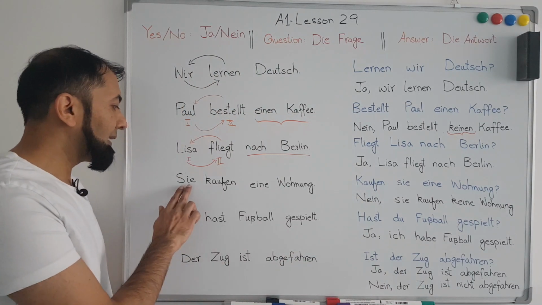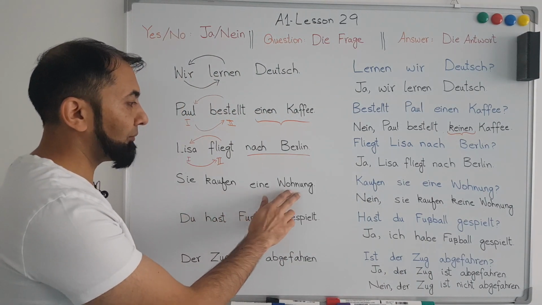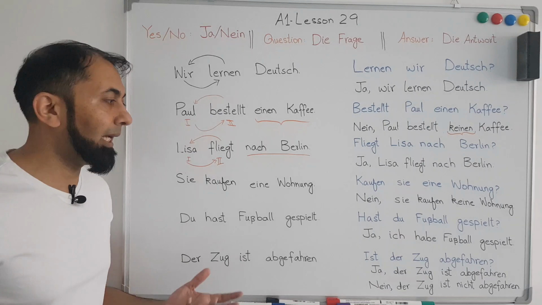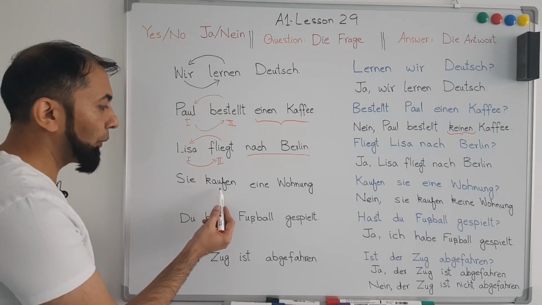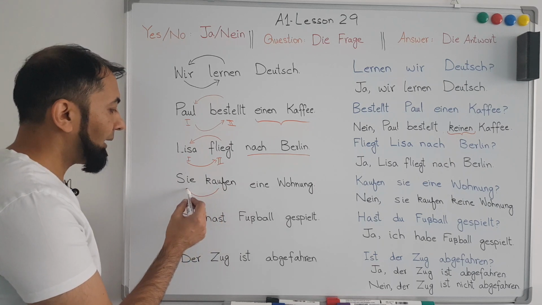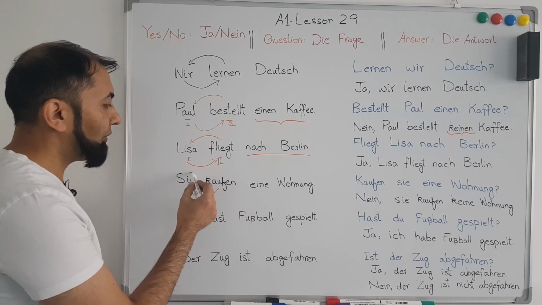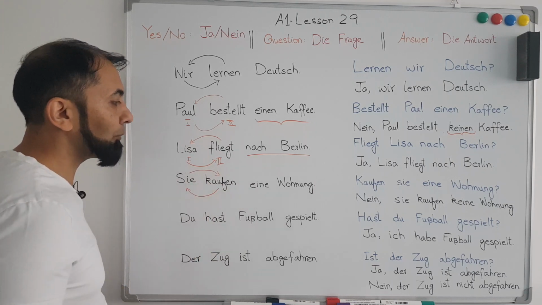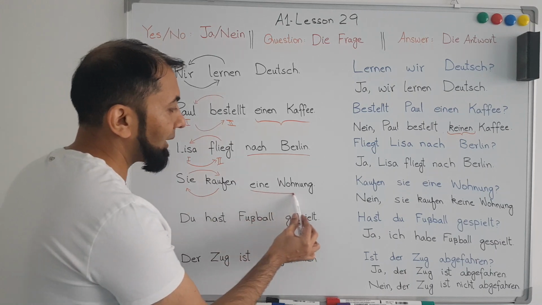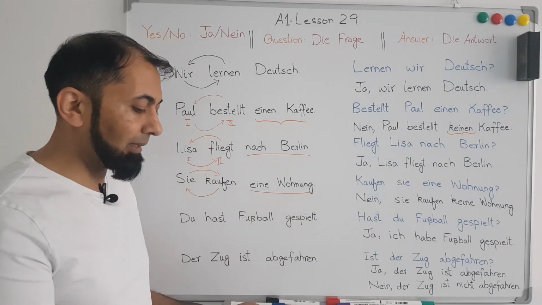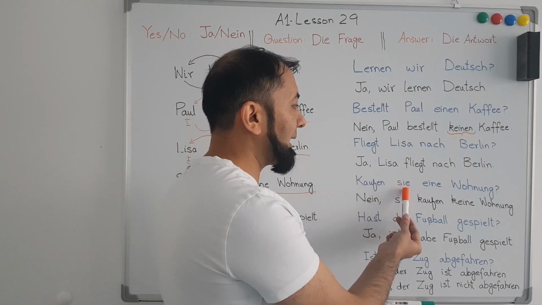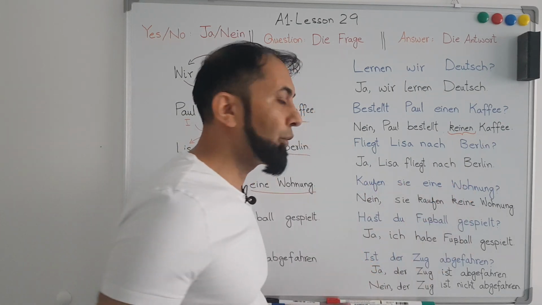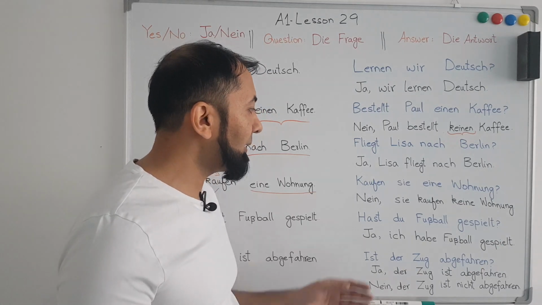Next example is Sie kaufen eine Wohnung. They buy an apartment. Now, if we have to ask a question, what will we do? We will put the verb at the first position and the subject at the second position, and the remaining part of the sentence will remain as it is. So the question will become: kaufen Sie eine Wohnung? Do they buy an apartment?